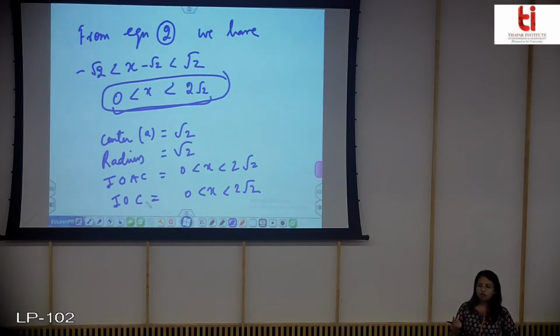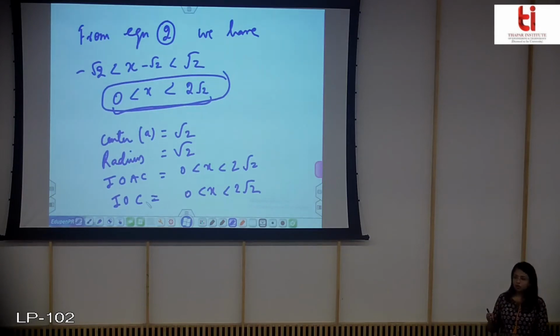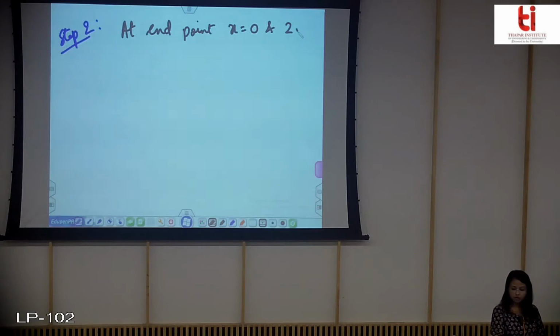Now you don't know what will happen at two values, that is for x equal to 0 and x equal to 2 root 2. So the next step will be to find the nature of the power series at these two endpoints. For other values of x, you already know the nature of the series. So let us find out what will happen at the endpoints. So at the endpoints x equal to 0 and 2 root 2, we will check this.